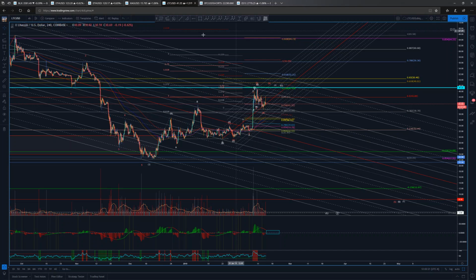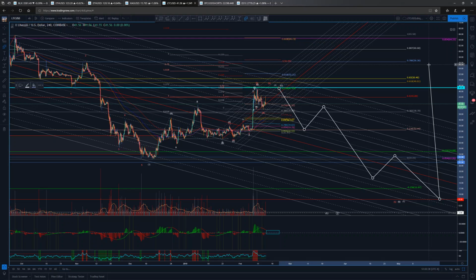So we'll do this. If it comes up here, we're going to look for a push down in 5 waves. Something like this.